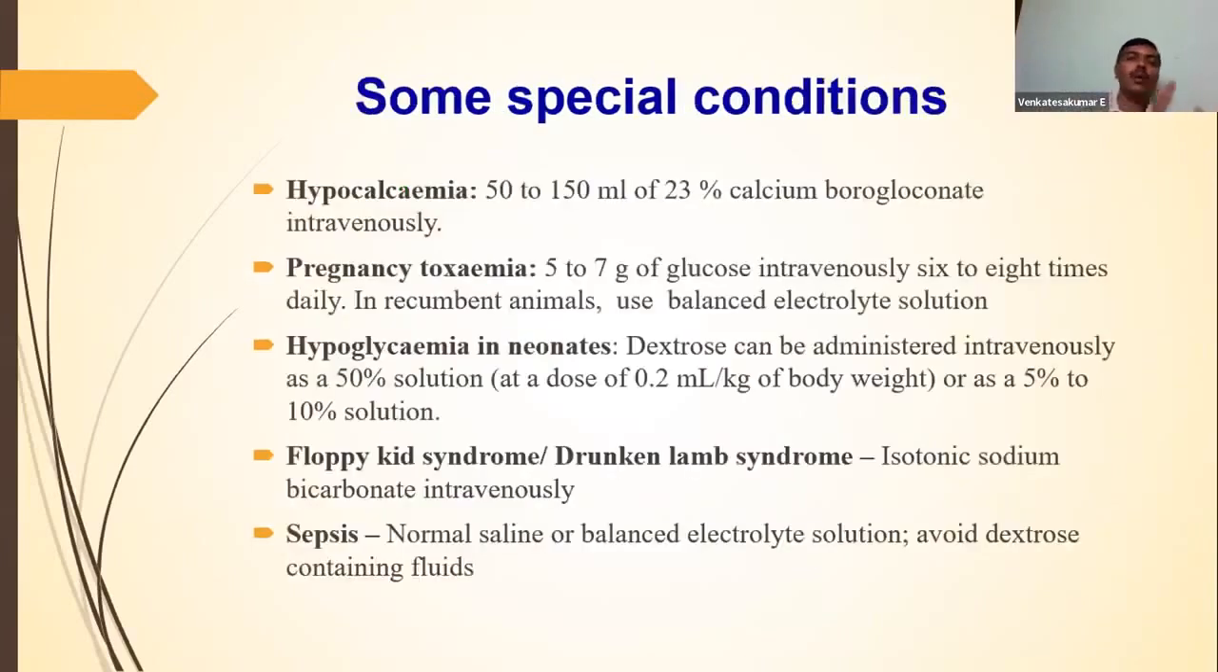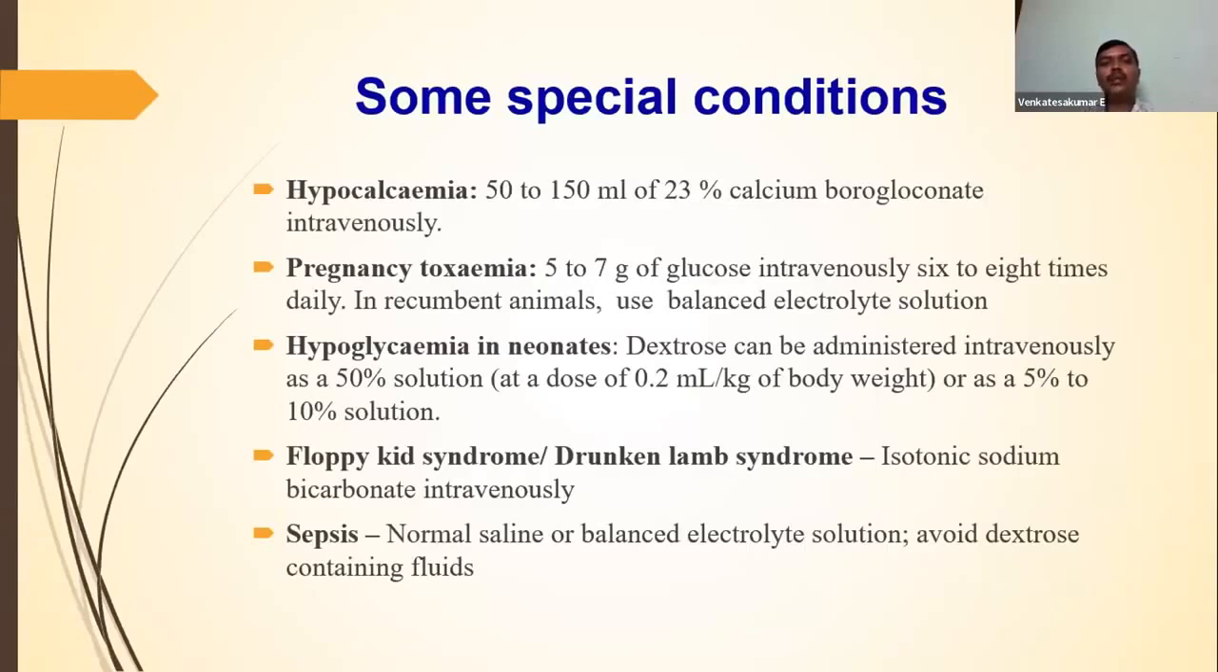So far we have discussed metabolic alkalosis and metabolic acidosis. These are the major acid-base imbalances we have to address in sheep and goat, or whatever the animals may be. Now I am going to give some special considerations for fluid therapy in sheep and goat. Nowadays, we are receiving a lot of referred cases in an advanced stage of pregnancy, either a ewe or a doe, which has had some other illness for 1 or 2 days and is not taking feed or drinking water properly.